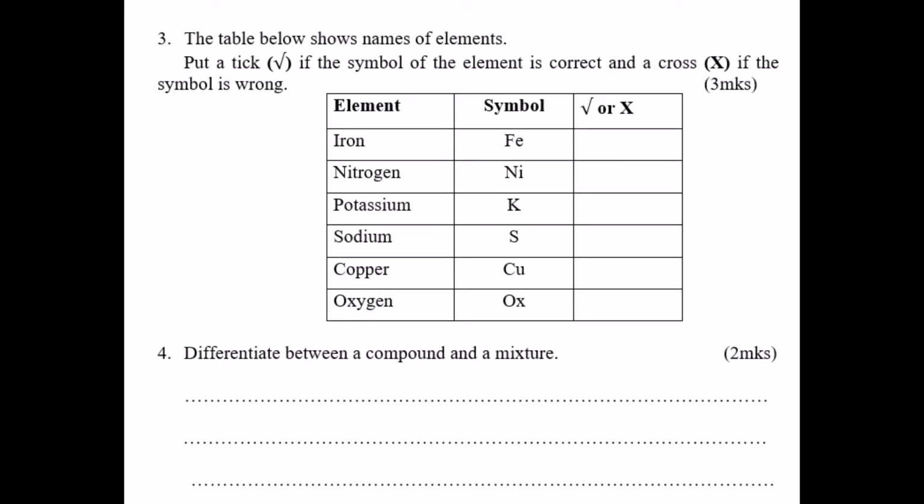Question 3, you're given a table of elements. These are elements and their symbols. However, some of the symbols are not the correct ones. So you're supposed to put either a tick or a cross. If it is correct, you put a tick. If it's wrong, you put a cross. Then question 4, you differentiate between a mixture and a compound.